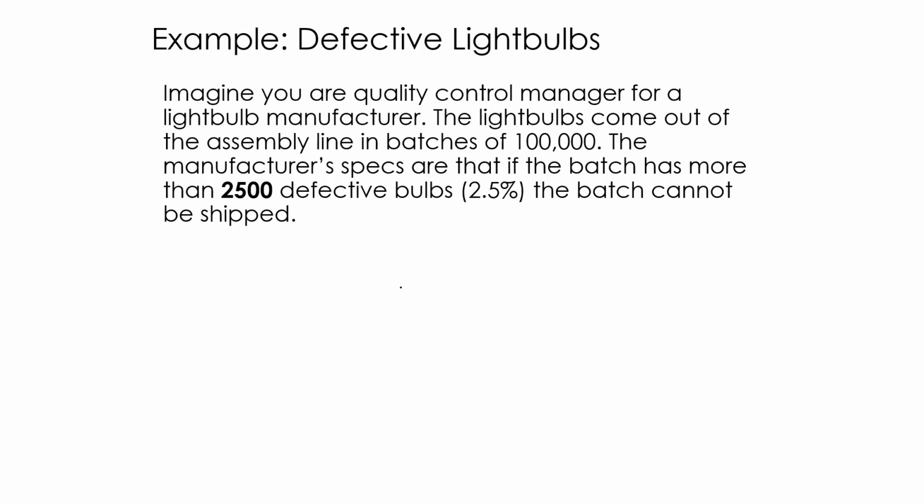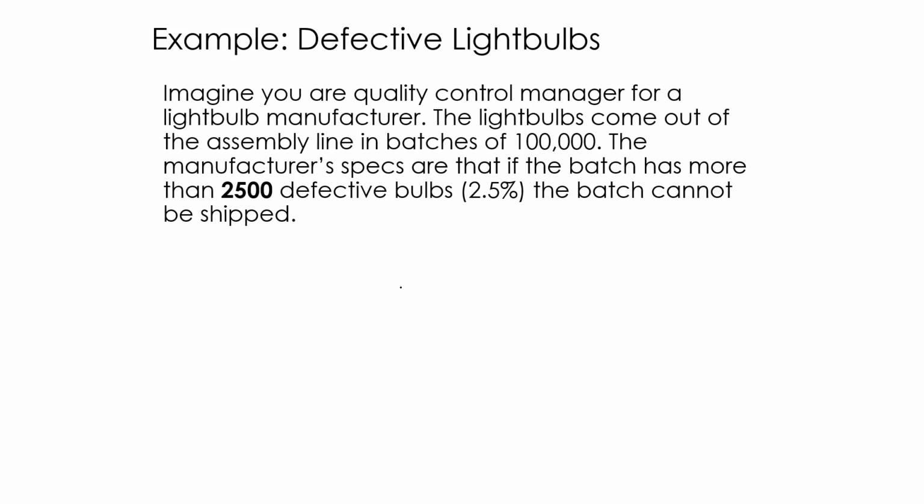Let's go through another example of defective light bulbs. Imagine you are a quality control manager. We can now estimate the total number of defective light bulbs in the batch. Light bulbs come out of the assembly line in batches of 100,000. The manufacturer's specs are that if the batch has more than 2,500 defectives, the batch cannot be shipped. So we have our proportion, 17 to 800, approximately the same as 5%.